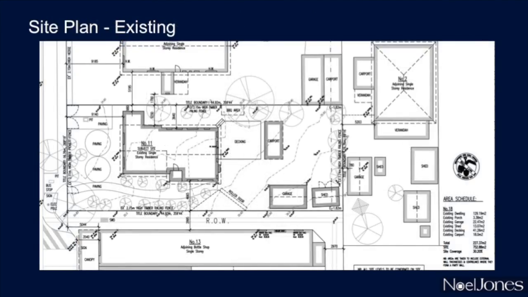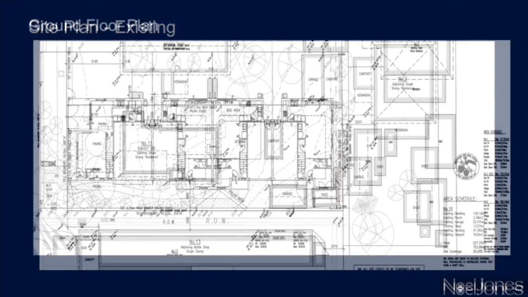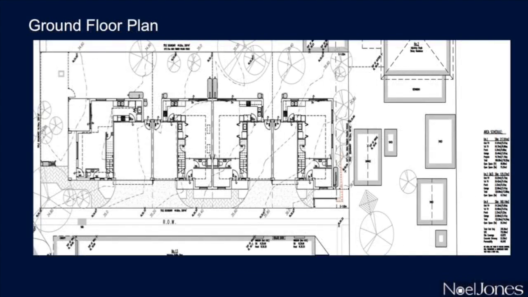On this slide, we can see an example of a plan that reflects the site as it is in its current form. You will note that these plans clearly identify the location of buildings, existing vegetation, and setback measurements. The area schedule tells us that the existing home is 129 square metres on an allotment of some 752.88 square metres. In this example, the ground floor plan reflects a proposal for 4 new dwellings.